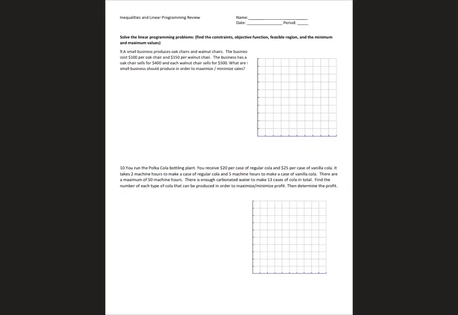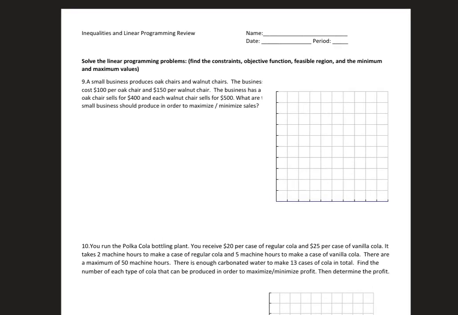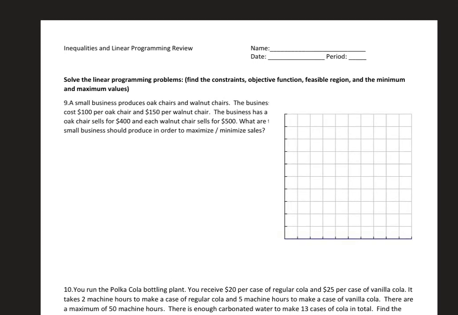All right, let's go to the back. Word problems. Okay, so we're back to oak chairs. All right, so a small business has some oak chairs. The business, so it says it was cost $100 to make an oak chair and $150 to make a walnut.